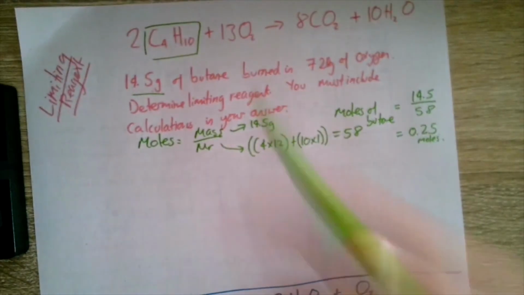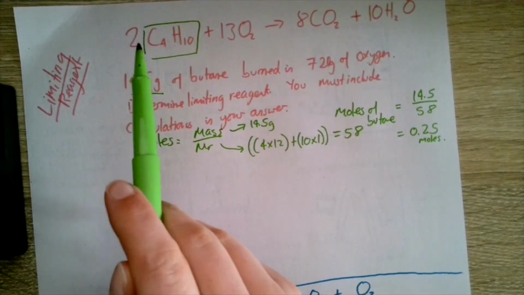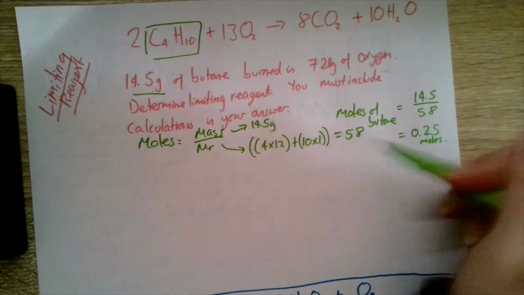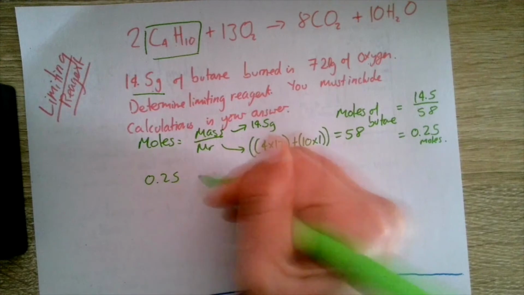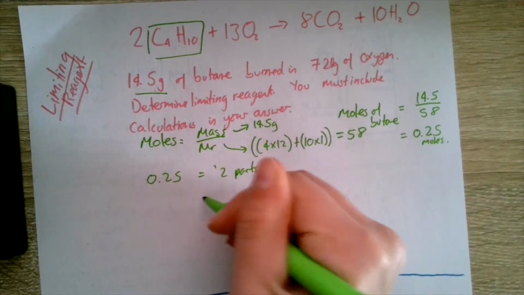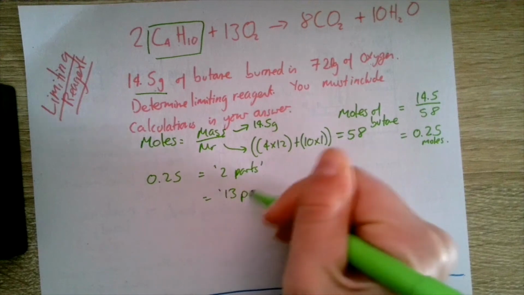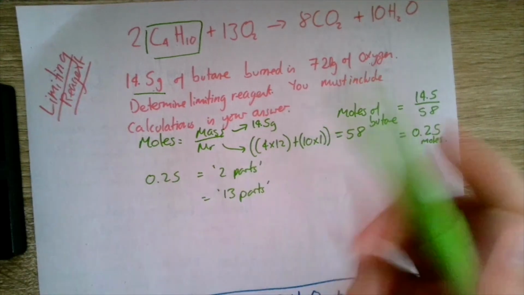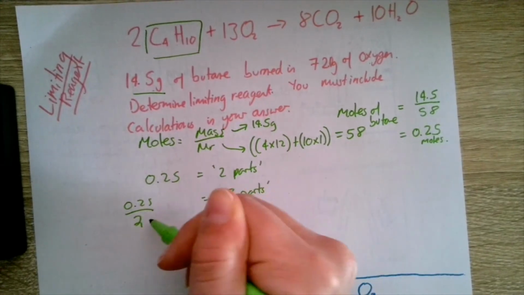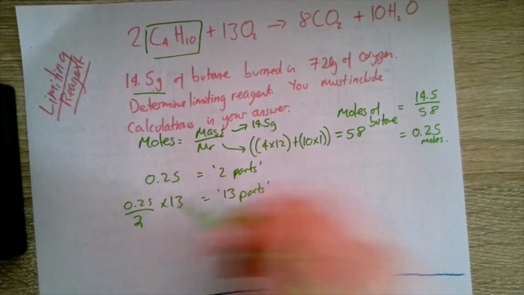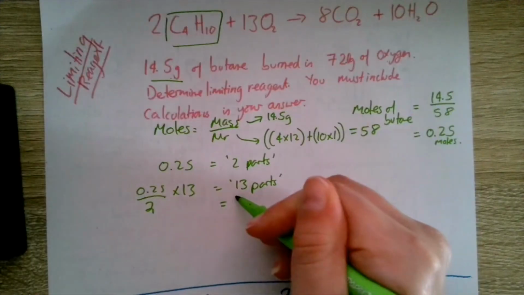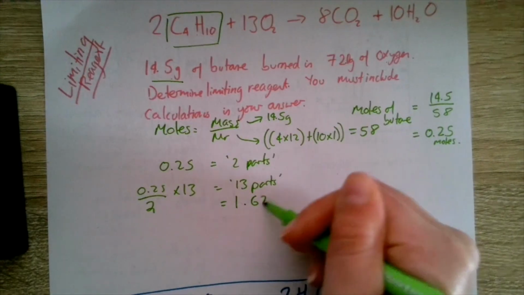So then, looking at our question, 2 to 13 ratio, so our 0.25 is worth 2 parts, so 13 parts is going to be 0.25 divided by 2 to get 1 part, and then times by 13. So that comes out to be 1.625.